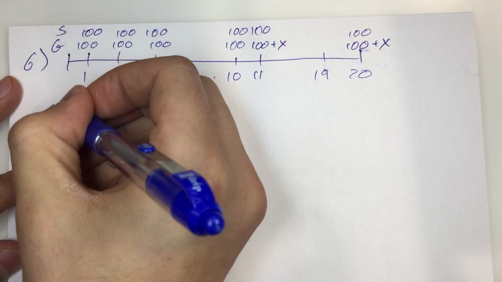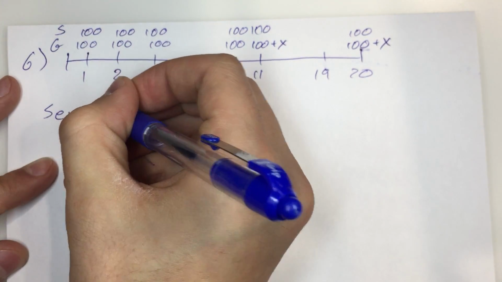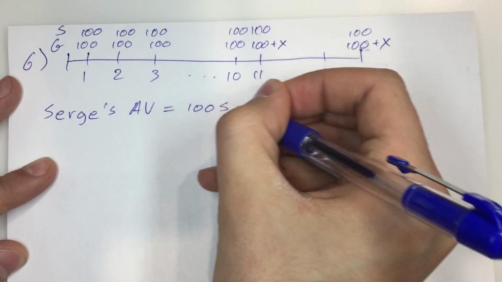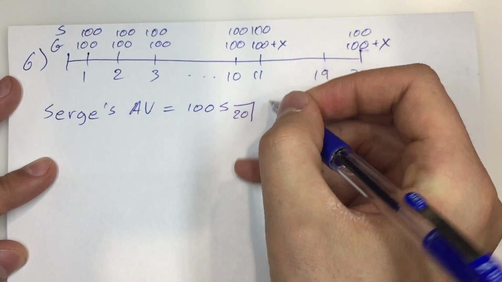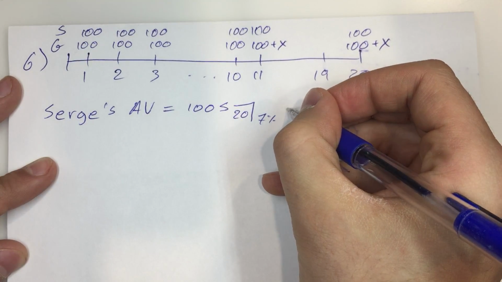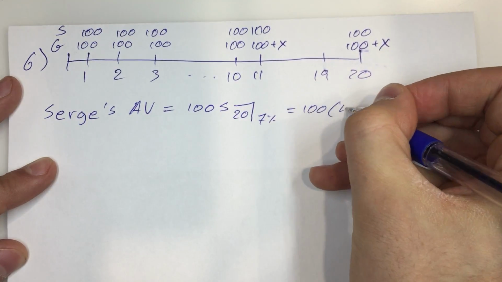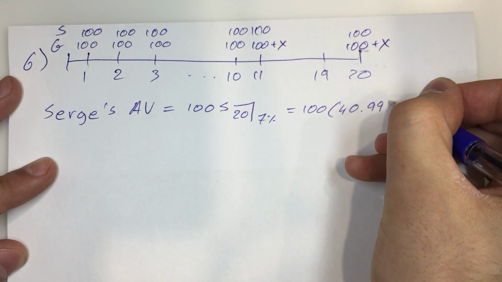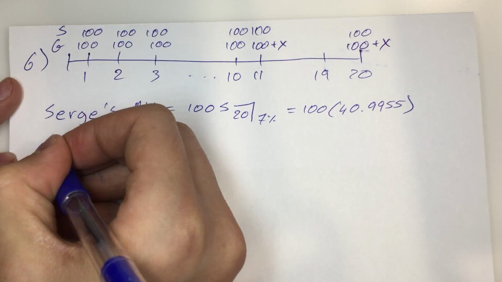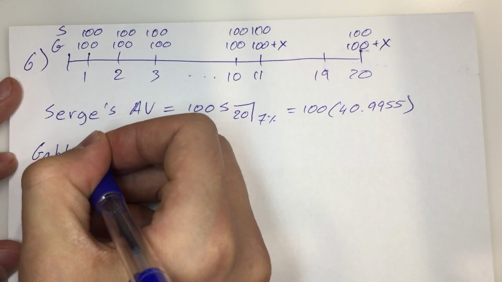So we start this off by calculating Serge's accumulated value. This is a fairly simple process, just 100 S angle 20 at 7% interest, which ends up being $100 times 40.9955. Next, we want to figure out Gabby's accumulated value.